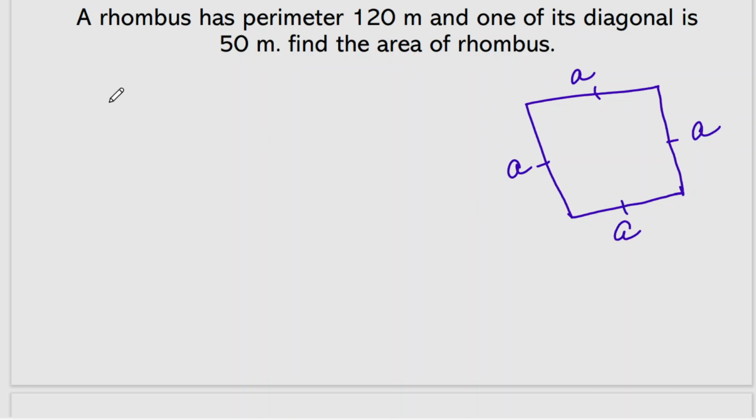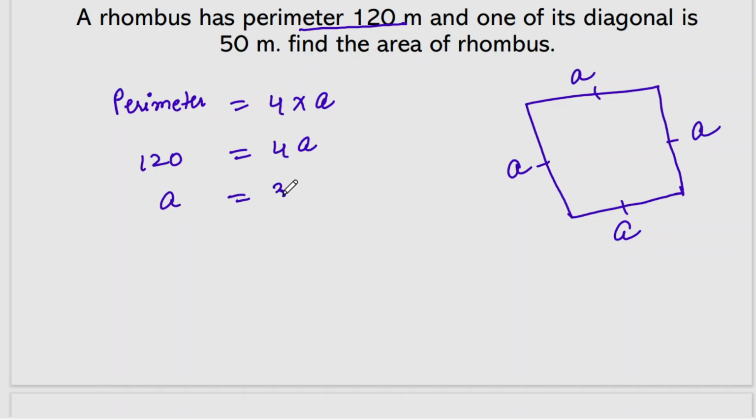So what is the perimeter? Perimeter of rhombus will be equal to 4 into A, and perimeter is given as 120. So 120 equal to 4A. So A will be equal to 30 meter. So it is meter.